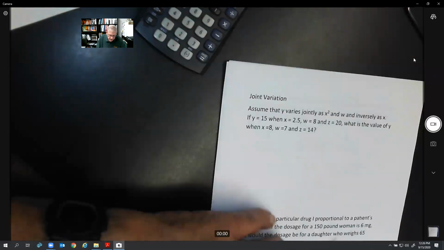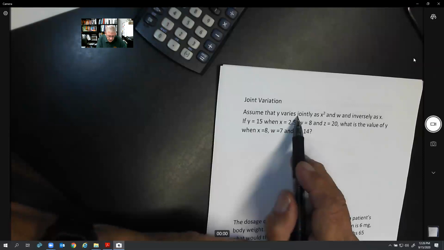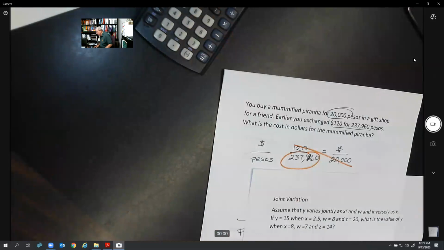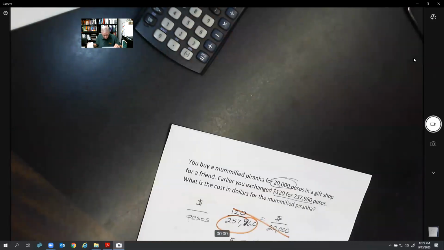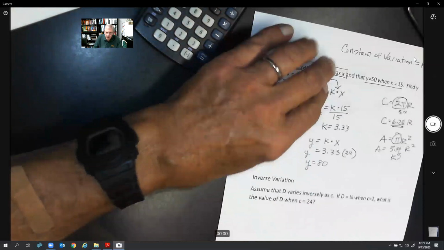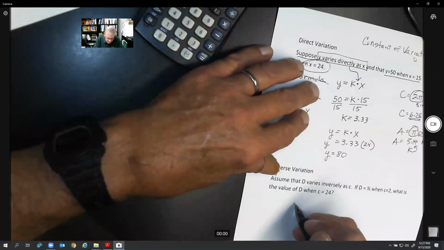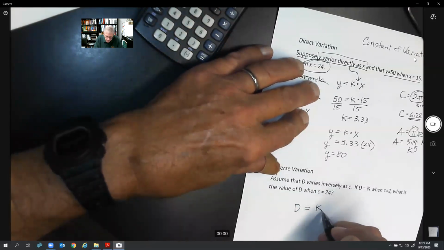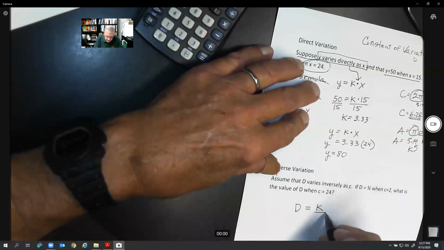Inverse variation is y varies... wrong one. Let me get my inverse variation over here. Inverse variation: y varies inversely. Assume D varies inversely as C. Okay, what that means is D equals K, K is always on the top. Inverse means that C is now on the bottom. That's our formula.